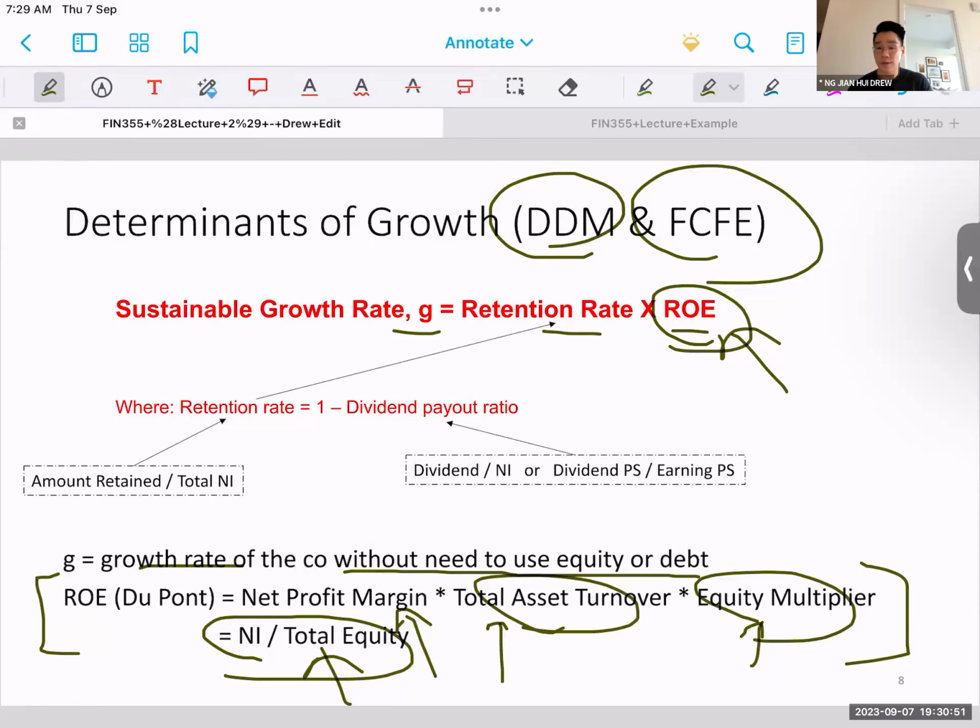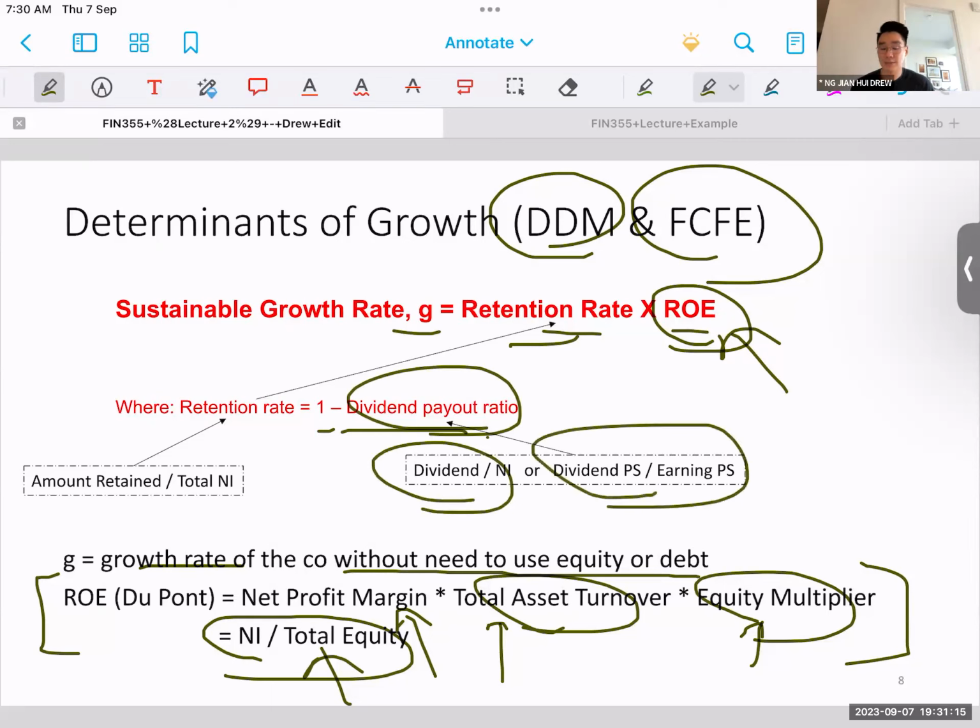Okay, so we have talked a bit about the ROE. Now let's look at the retention rate. Retention rate basically means 1 minus the dividend payout. This is a bit intuitive, right? Whatever is not paid out is being retained, so that's why 1 minus the dividend payout. And how do we determine the dividend payout? We take dividend divided by net income, or dividend per share divided by earnings per share.